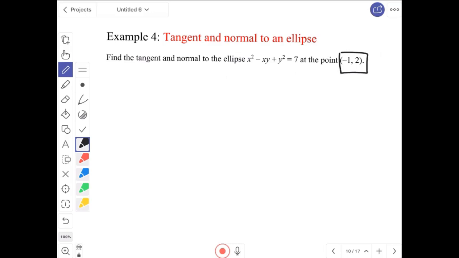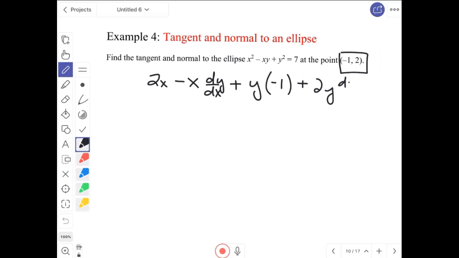So if I'm differentiating with respect to x, I'm going to start out, so that's going to give me 2x minus, now we have to use the product rule, so we have that xy, so that's going to be first times the derivative of the second, which is just going to give me a dy/dx, plus the second times the derivative of the first, which will be a 1, plus 2y dy/dx equals 0.